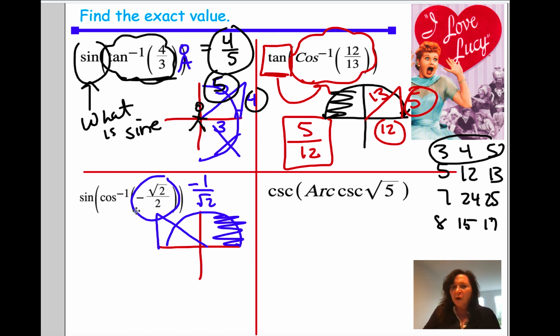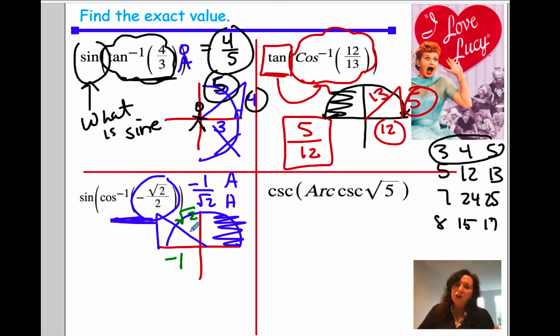So if you don't know where cosine is root 2 over 2, and most of you do know that, but if you don't know that it's a 45 degree reference angle anyways, then you can definitely say, well, this is adjacent over hypotenuse, because that's what cosine is. You do that inside part first. So the adjacent side would be negative 1, and my hypotenuse would be square root of 2.